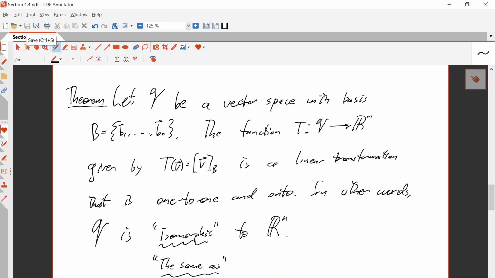So anyway, this is basically what it is. So really, every vector space is Rn in a certain sense for some n, whatever size your basis is. Okay, that's the lecture for this section.